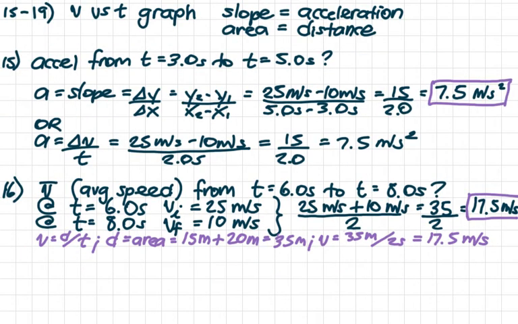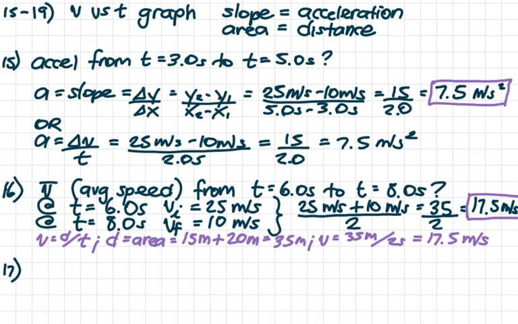I wrote in the longer but just as valid way of doing it, using the d as the area, doing v equals d over t. Area is 35 meters over 2 seconds is 17.5 meters per second. So no matter how you come at it, you wind up with the same answer.